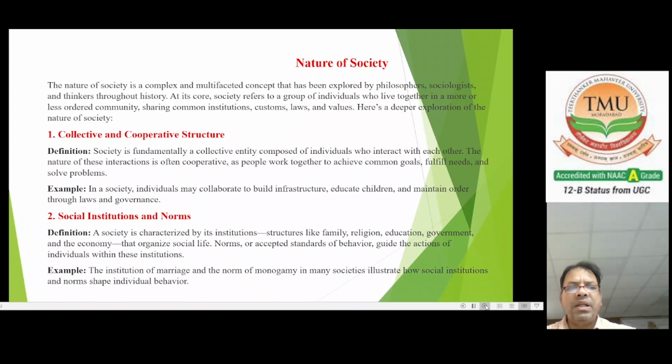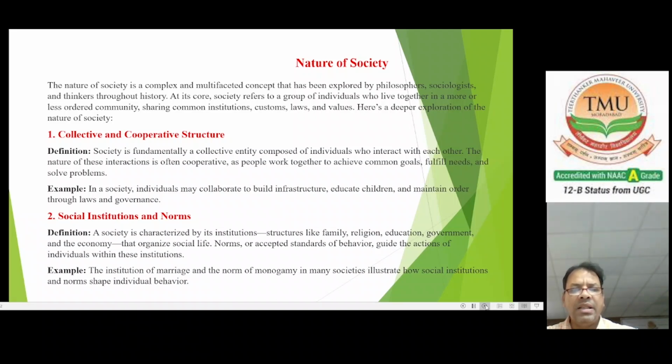The nature of these interactions is often cooperative as people work together to achieve common goals, fulfill needs, and solve problems. For example, in a society, individuals may collaborate to build infrastructure, educate children, and maintain order through the law and governance. Second important thing is called the social institutions and norms.